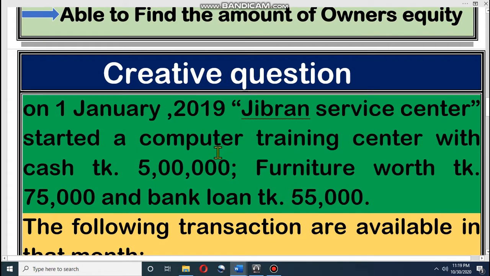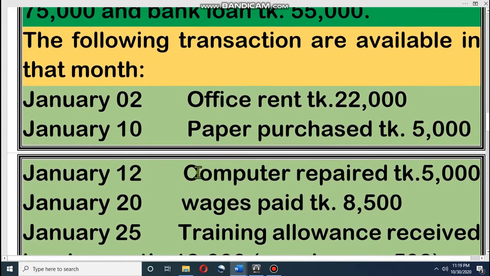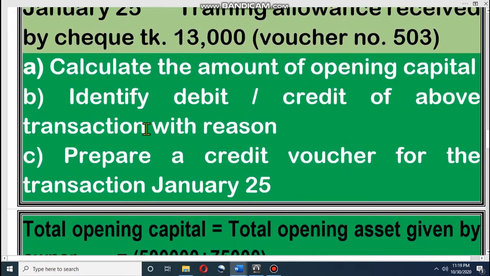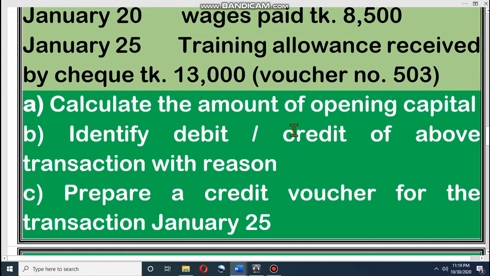Dear student, all of you know that we have two types of organization. Some organizations give us services and some organizations give us goods. That means they are trading concerns, they buy and sell goods, and service organizations give us service, they are not giving any types of goods. So dear student, this is a math of a service related organization. The first requirement is to calculate the amount of opening capital.